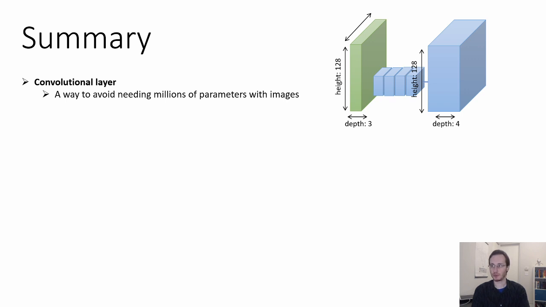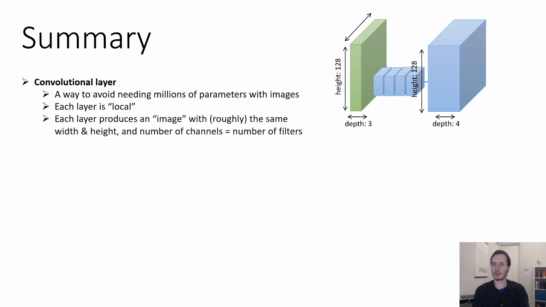With a convolutional layer, we build this little filter and we slide it over every position in the input image. Each layer is local in the sense that each filter only looks at a little region, but it looks at every such region. And that produces a different point in the next activation volume. Each layer produces something you can think of as an image with roughly the same width and height as the preceding one, but a number of channels equal to the number of filters. And then you apply your activation function or nonlinearity independently at every position in this three-dimensional volume.